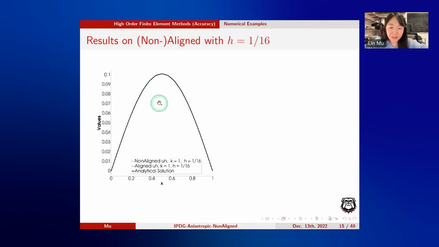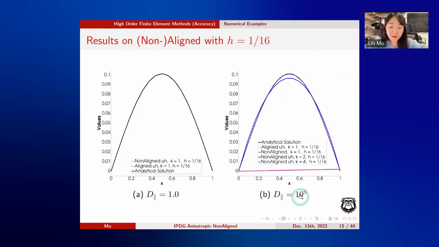Now let's take D parallel to be a big value, which is 10^9. By using aligned mesh, linear case, h equals 1 over 16, which is this green dotted curve, it's just behind the exact solution. So still the aligned mesh gave us a very good numerical solution with a very low order scheme. Now let's try the non-aligned mesh with k equals 1 and h equals 1 over 16. It's this purple curve. It's very far away from the exact solution.